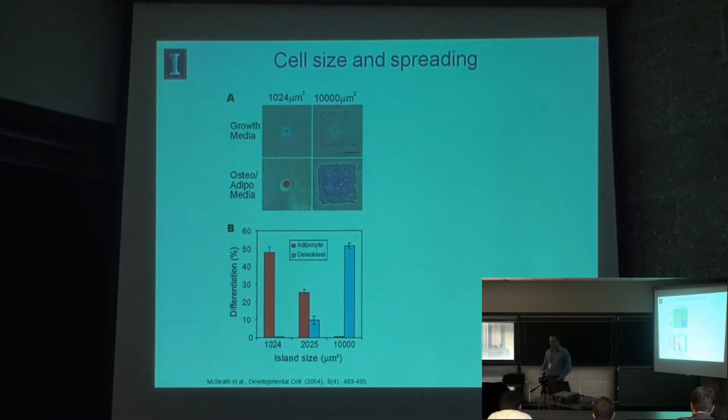Another important story that will play into some of the work I'm going to show you today is this work that came out of Chris Chen's lab, also at Penn, where they explained something that had been observed with some of the early reports of mesenchymal stem cells.